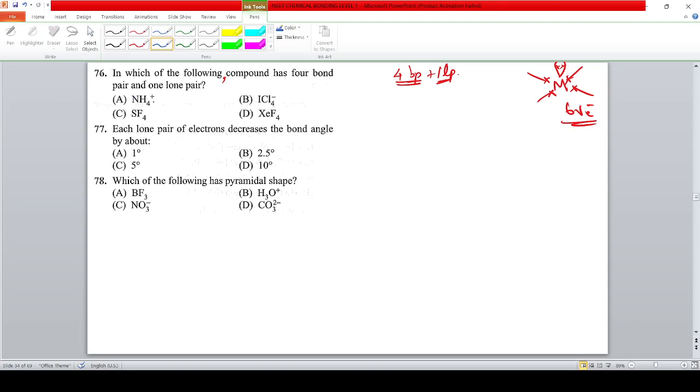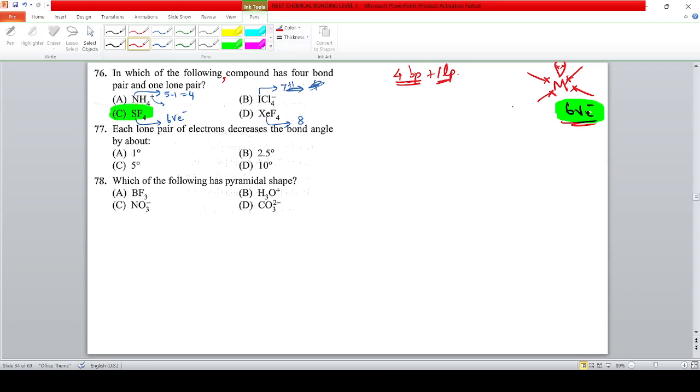Think here. Nitrogen has 5 valence electrons. There is a plus 1 charge, so I have removed an electron. That means here there are only 4 valence electrons. Iodine has 7 valence electrons, minus means 1 more, so 8 valence electrons. Sulfur has 6 valence electrons. Xenon has 8 valence electrons. So the one which has 6 valence electrons is your answer. So the answer is option C.